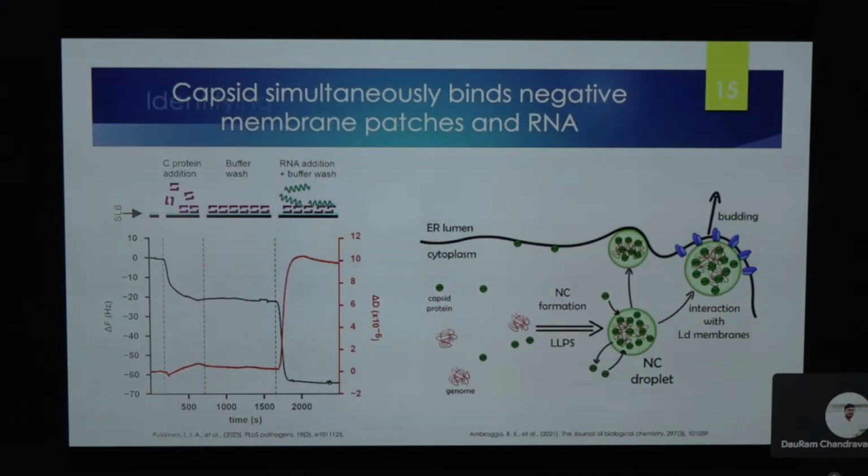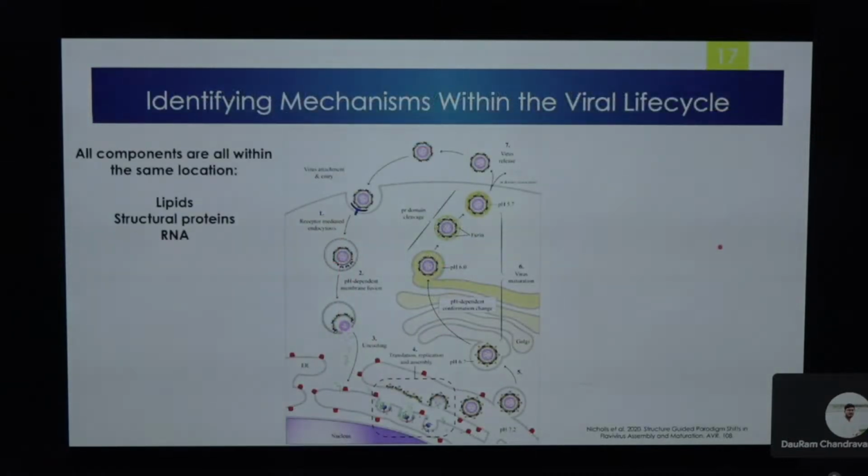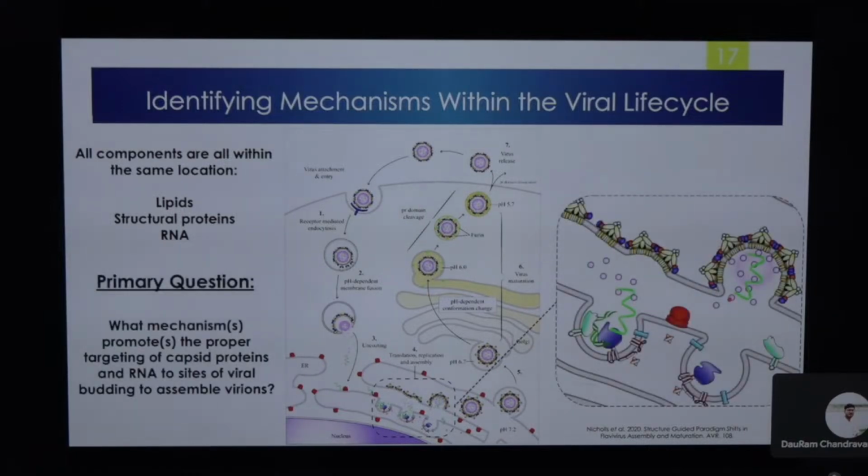And so that's where my work took place. Again, all the components are within that same location. The lipids and structural proteins and the RNA are all located together. But how, of course, do those pieces stick together? Can we get an idea of how capsid is attracted to the membrane, these negative regions? And can we understand how those negative regions form? And that's what I wanted to look at.